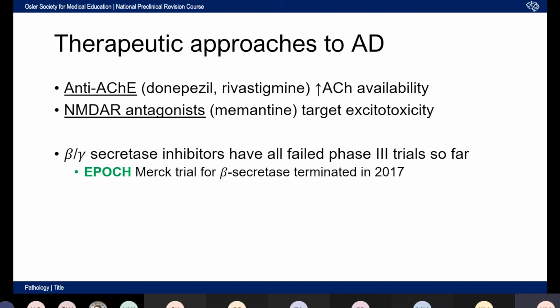the underlying amyloid deposition. And because of that, there have been some attempts to develop beta and gamma secretase inhibitors. And if you remember, the beta and gamma secretase enzymes are those which cleave APP to produce the beta amyloid in the first place. So in theory, that should slow down the disease progression, but sadly, in practice, they've actually failed all the phase 3 clinical trials so far. And the EPOCH trial was actually a recent trial that was terminated in 2017 because they found that there was no real clinical benefit, which is a shame. So we're still quite a way away from developing some proper treatments for Alzheimer's, and perhaps part of that is understanding the pathology a bit better.